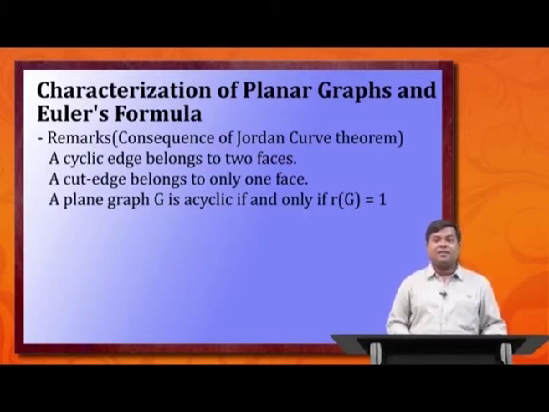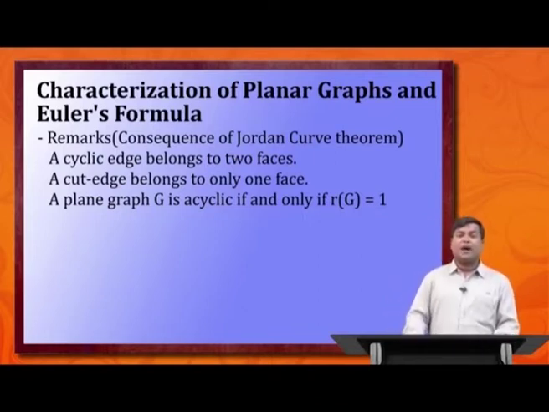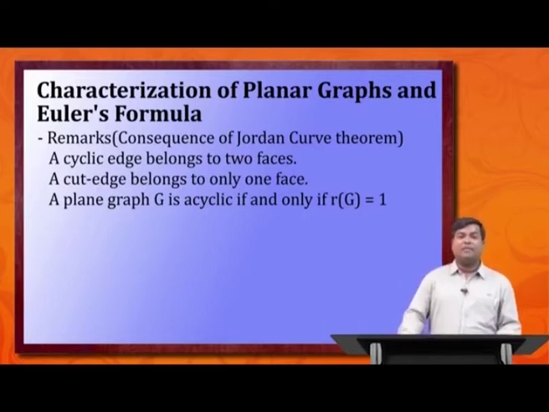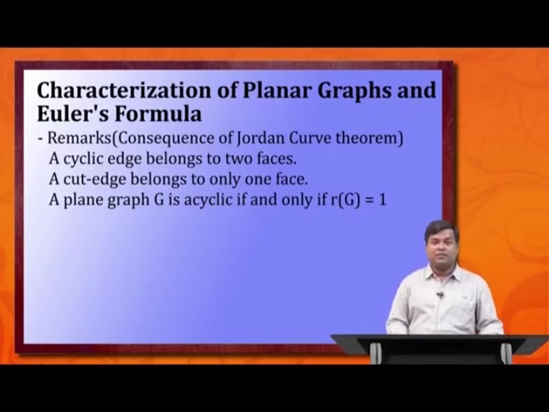And a cut edge, as we have noticed, we have counted twice. For every cut edge, we have counted twice while calculating the degree. So a cut edge belongs to only one face, but while calculating the degree, we actually count it twice. And the third remark is a plane graph G is acyclic if and only if the number of faces it has is 1. So that we have already seen.